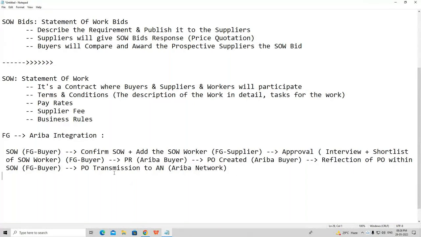Can any one of you take a guess why the PO is being transmitted to the Ariba network? Any guess? I don't want an answer, just a guess. Why is this PO transmitted to Ariba network? Any guess, guys?